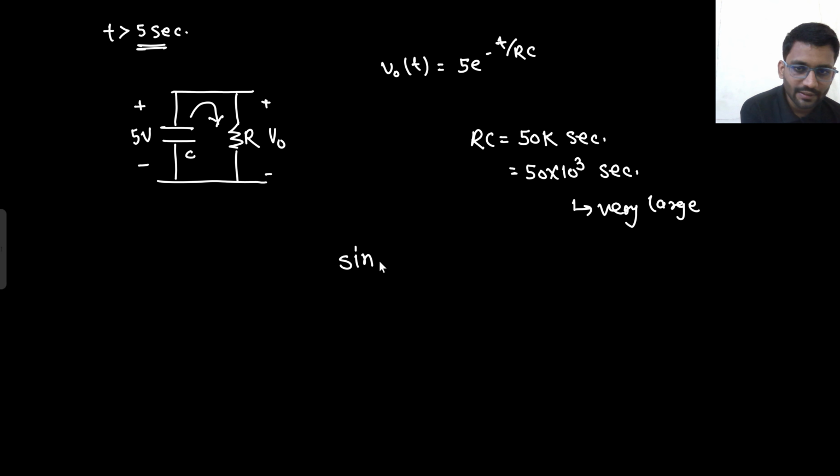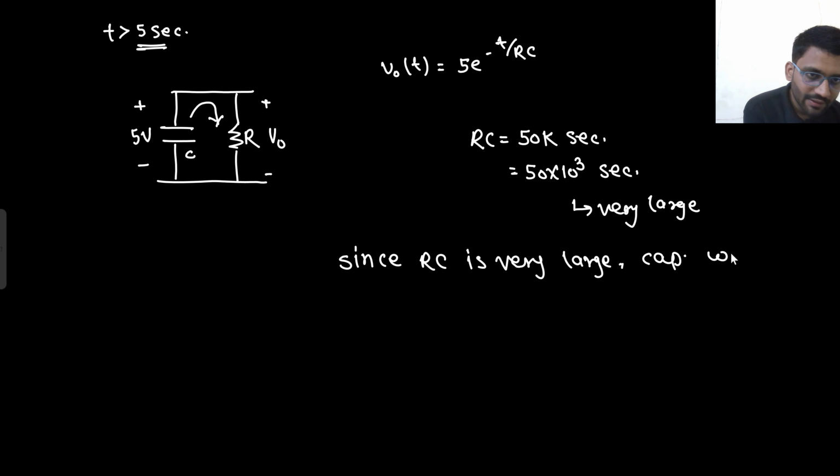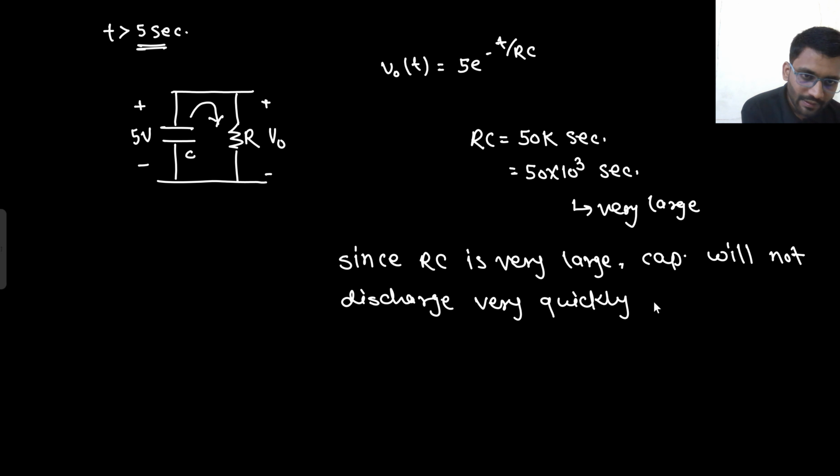Since RC is very large, the capacitor will not discharge very quickly and will remain at 5 volt for a very long time, right?